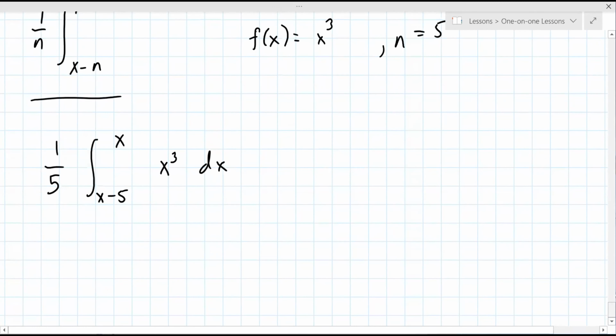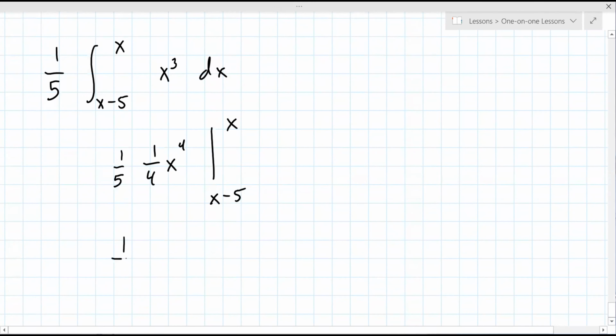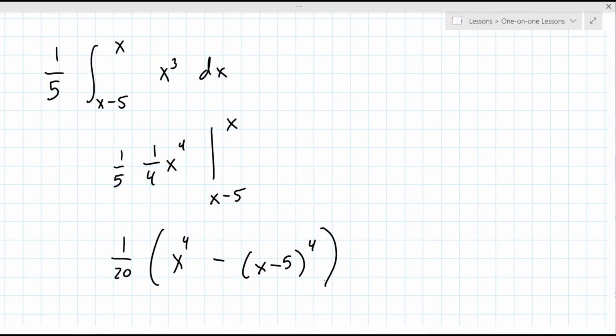So just plug that in. You find the antiderivative of this, which is 1/4 x to the fourth, and then you evaluate it from x minus 5 to x, and you always put the top in first. So that's going to be 1 over 20. That's this part. And then it's x to the fourth. You're putting this x in for x, so it just becomes itself, minus x minus 5 to the fourth, like this. And you put that in? Yeah, that's the answer.